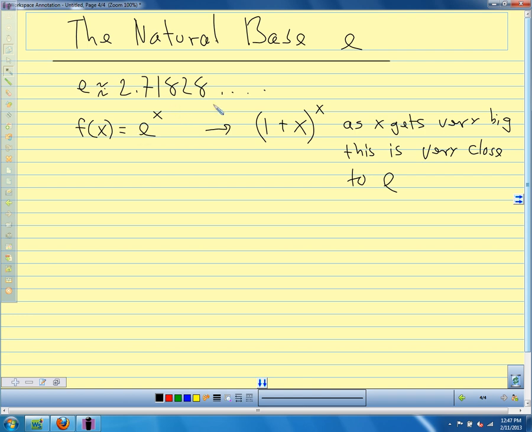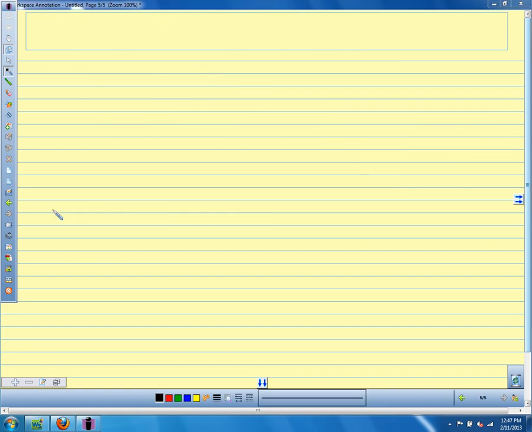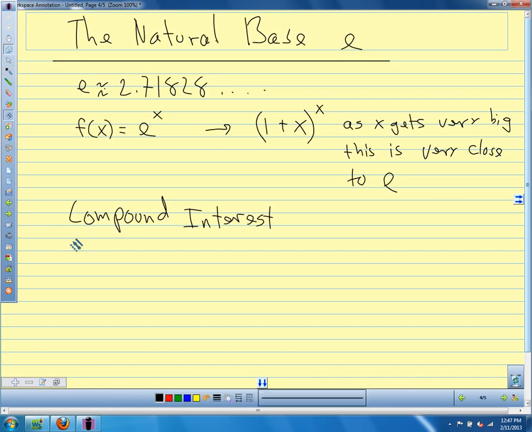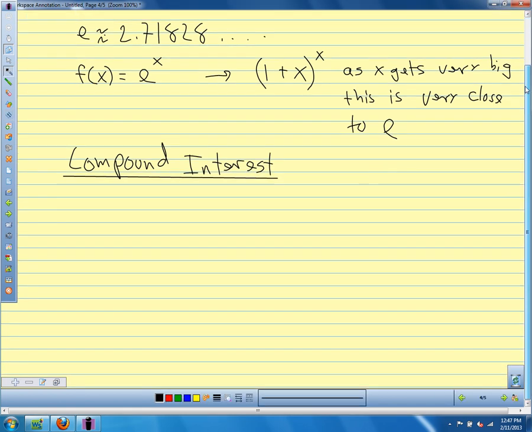Since this came about from calculating compound interest, we're going to use compound interest as a way to apply exponential functions. So let's look at compound interest. You guys have seen this equation before, so this shouldn't be anything that's extremely new. For our compound interest, we're going to have some terminology.